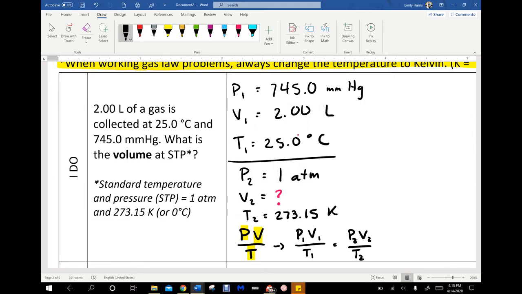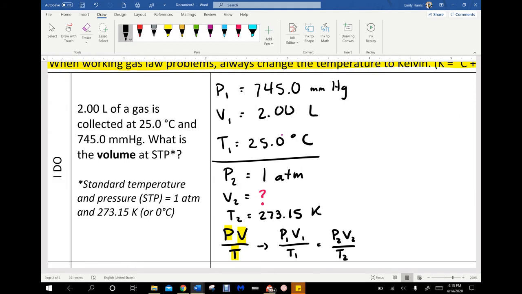All right, so now a few things we need to do before we're ready to solve. So one, let's go ahead and convert that first temperature into Kelvin by adding 273.15. So we'll do 25 plus 273.15 gives you 298.15 Kelvin.